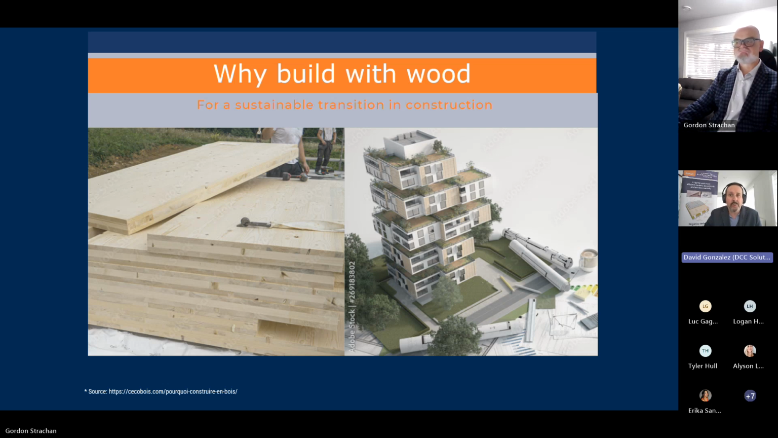So there's no doubt that wood construction is experiencing a real boom in Canada and elsewhere in the world. And that's why we think that building with wood is going to allow for a sustainable transition in the construction industry. But as I think Gordon explained well, there are a lot of acoustical challenges for soundproofing in wood frame buildings. Gordon, next slide.